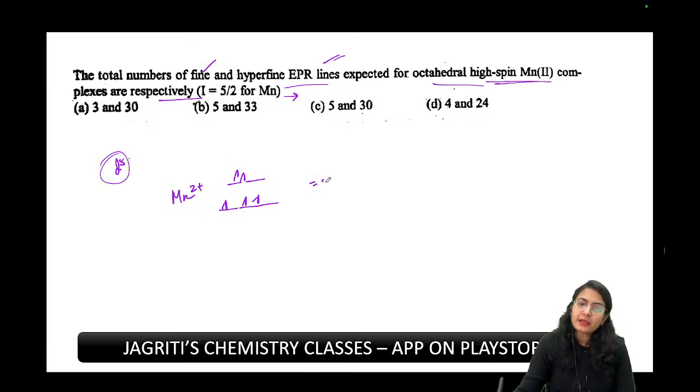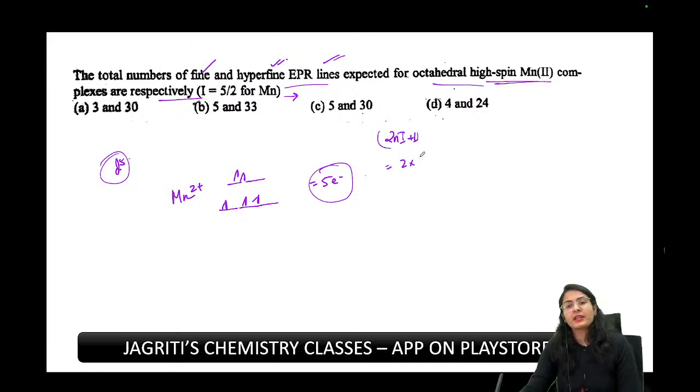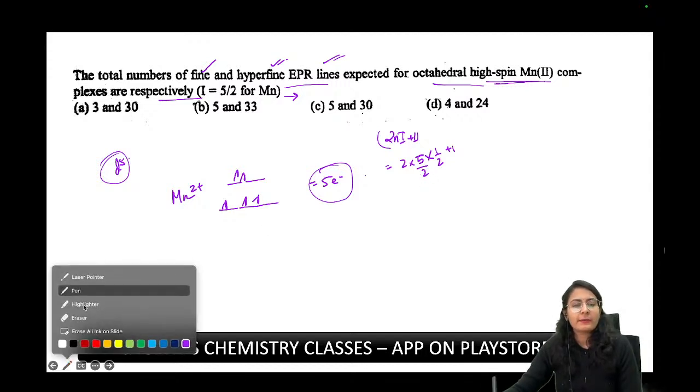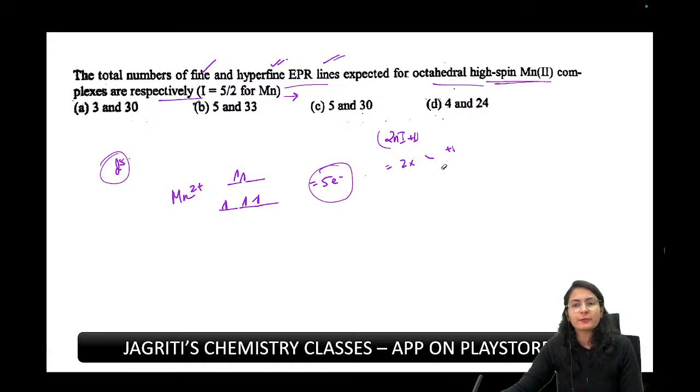कितने unpaired electrons हैं यहाँ पे? 5 unpaired electrons. Okay, so 5 unpaired electrons का अगर हम hyperfine line निकालें 2nI plus 1 से 2 into should we write 5? No, we'll write 5 by 2 and 1. Yes, 1 manganese and 5 by 2 is the I value.